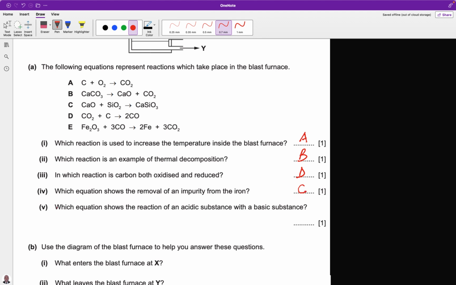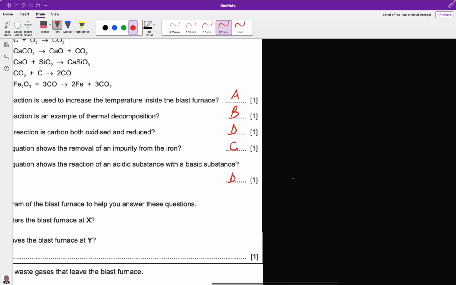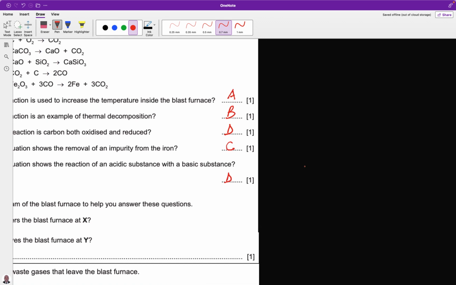5. Which equation shows the reaction of an acidic substance with a basic substance? Okay, it is reaction D. Why I say it is reaction D is because if you look at it, carbon dioxide is an acidic gas.